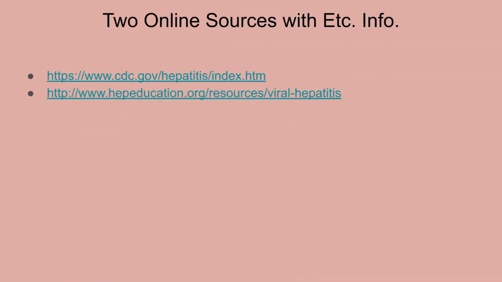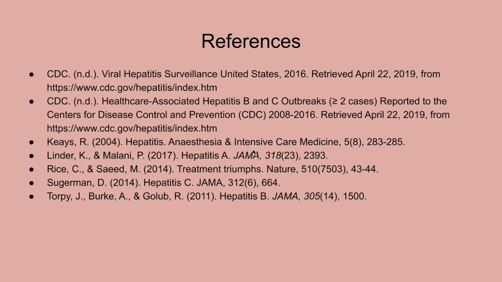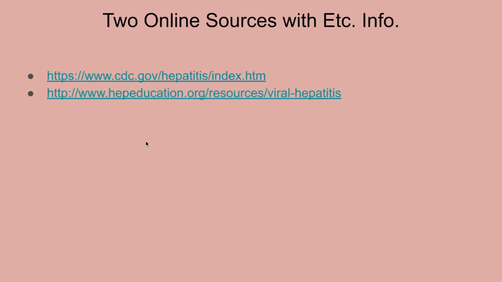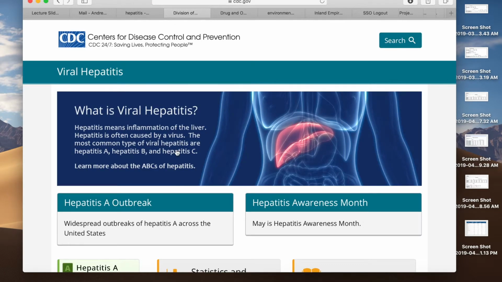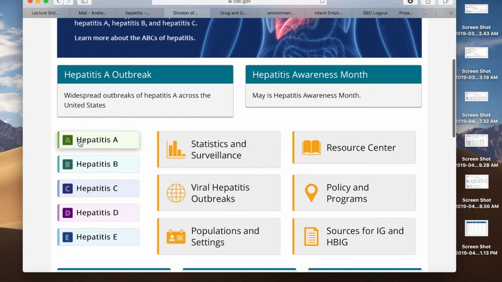Then here are the two online sources for extra info that I found, CDC and hepeducation.org. Here are my references: two CDC references, and a couple of articles that I found on the Cal State University website. The first one, CDC, has hepatitis A, B, C, D, and E, and it includes all these subpoints that you could take a look at.